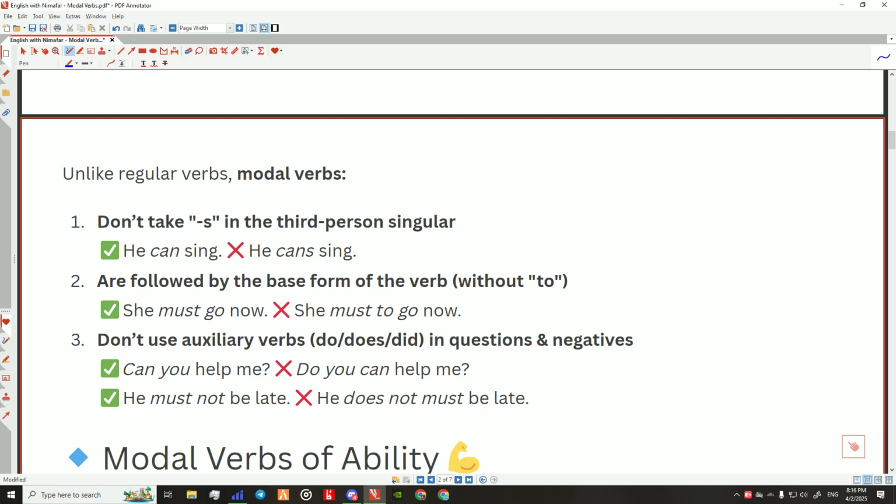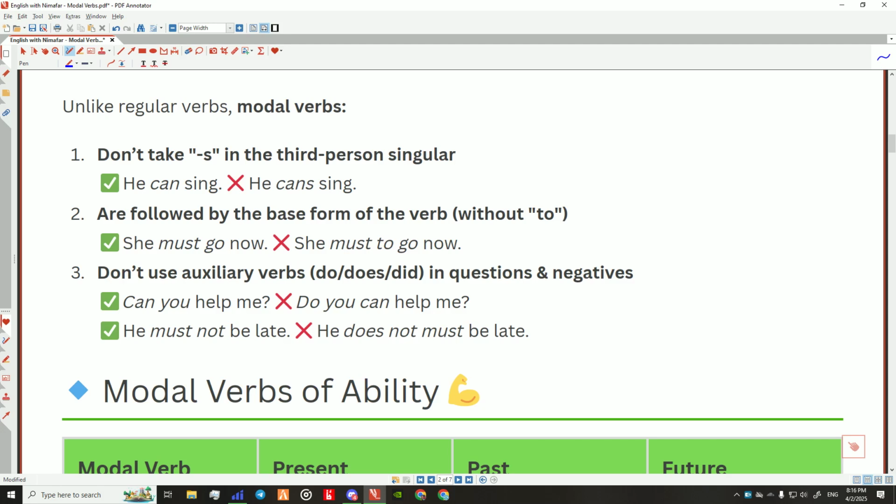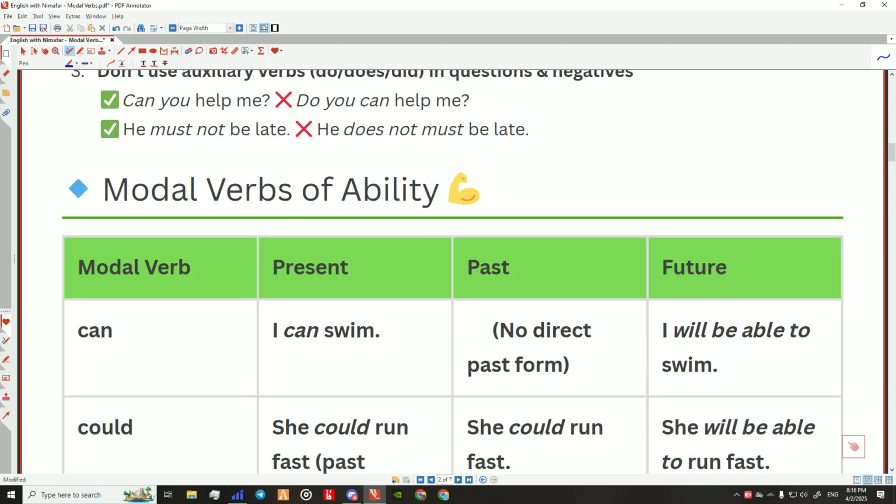They are followed by the base form of the verb without to. We call it the bare infinitive, or just the base form. She must go, not to go. And don't use them like do, does, did in questions and negatives. Can you help me? We don't say do you can help me. Because can is like the core verb here, and we just modify it with the same word. Can you help me? I can help you. I can't help you. Not don't can. He must not be late. Not he does not.